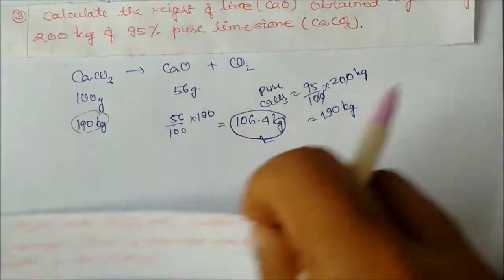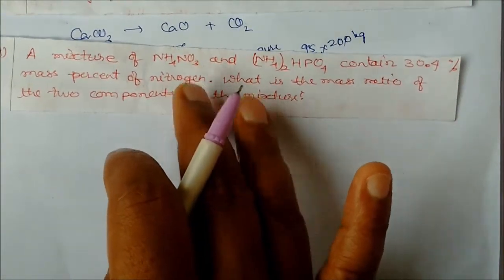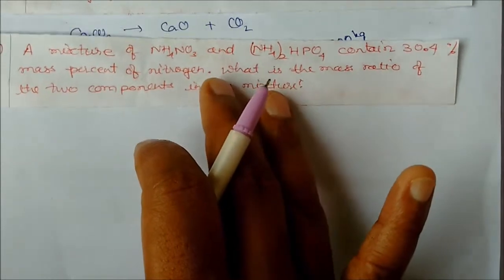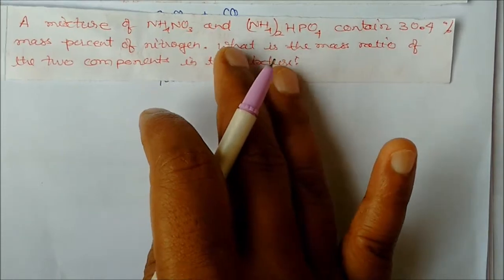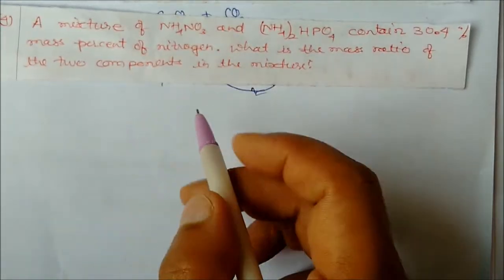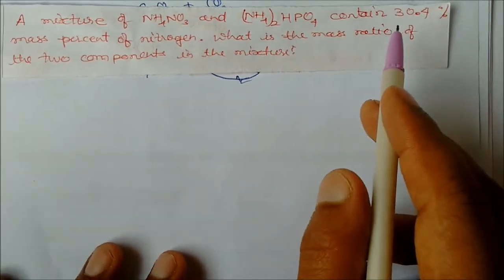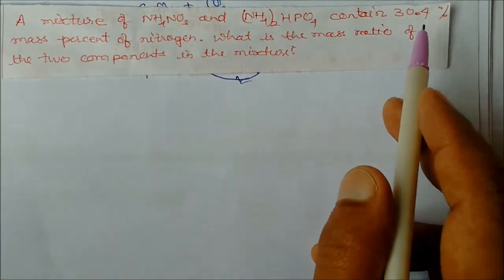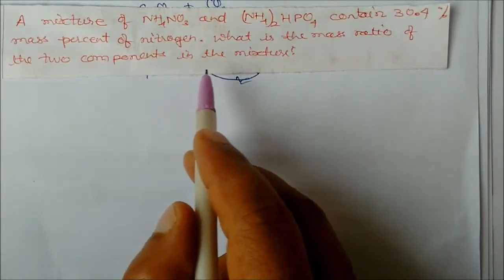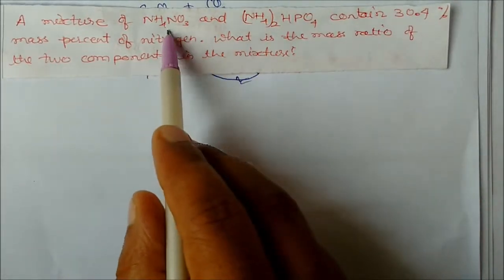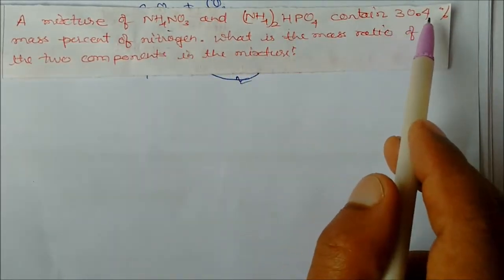So now next is, we are taking all the problems based on percentage composition. So you will get the proper idea of different types of problems in solving the equation. This is a mixture of ammonium nitrate and ammonium phosphate which contains 30.4% mass percent of nitrogen. So what is the mass ratio of the two components in the mixture? In the mixture these two substances are present, in which mass percent nitrogen is 30.4%.